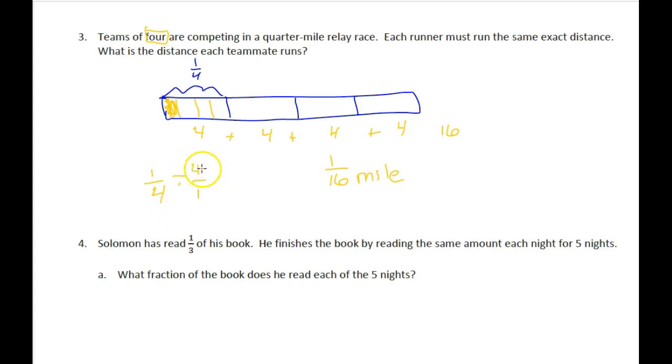And so when you do it the standard algorithm style, here's what's happening. 1/4, and how many pieces did we break it into? Well, we broke each section into fourths. And so 4 times 4 is 16. 1 times 1 is 1. So if you run in a relay race, you're one of 4 people running in a quarter mile. Each one of you is going to run 1/16 of a mile.